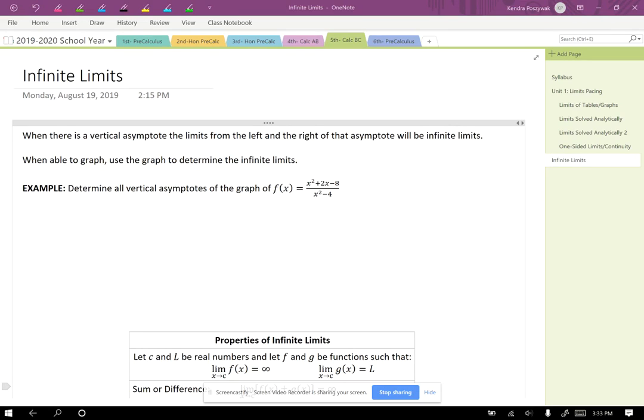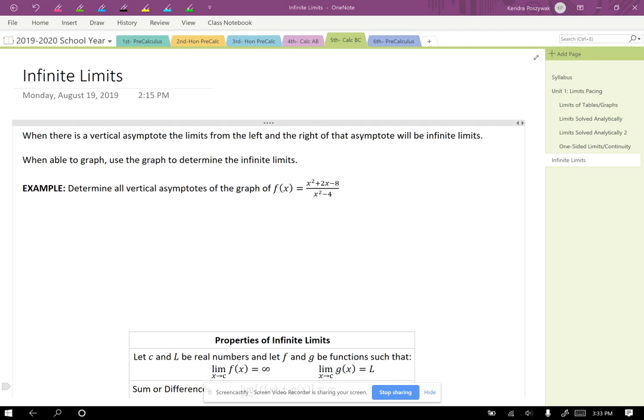Today we're going to talk about infinite limits. Infinite limits are when we have a limit where there's a vertical asymptote. When there's a vertical asymptote, the limits from the left and the right of the asymptote are going to be infinite limits, because as we approach an asymptote, it's going to go towards infinity or towards negative infinity every time we have vertical asymptotes.